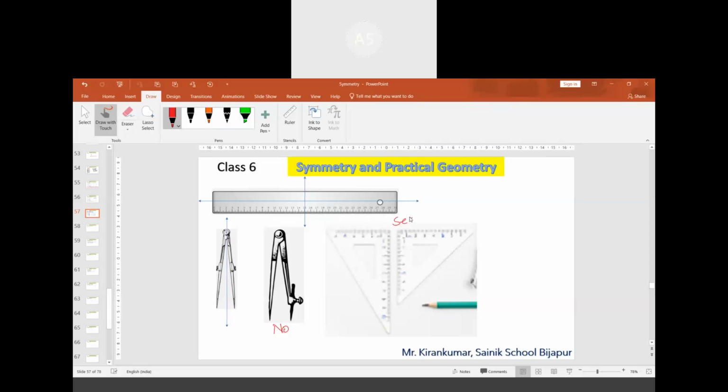These two are called set squares. In the set square with 45 degree and 90 degree, there will be one line of symmetry only when you have equal sides. If the sides are not equal, there is no line of symmetry. If you take a protractor, there will be one line of symmetry. Let us now fill the table.